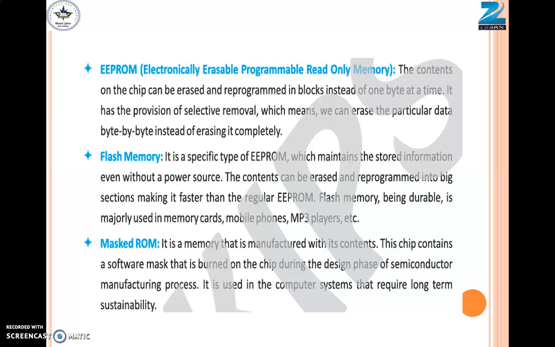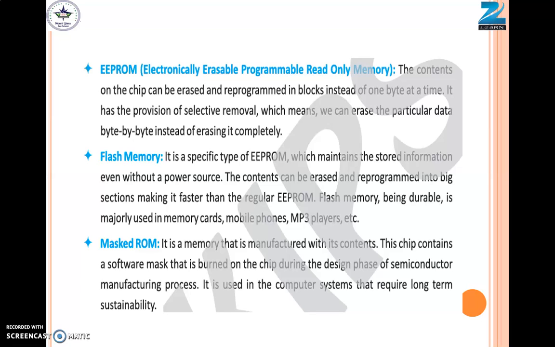Then another category is flash memory. It is a specific type of E2PROM which maintains the stored information even without a power source. The contents can be erased and reprogrammed in big sections, making it faster than the regular E2PROM. Flash memory, being durable, is majorly used in memory cards, mobile phones, MP3 players. In all that, flash memory is used.